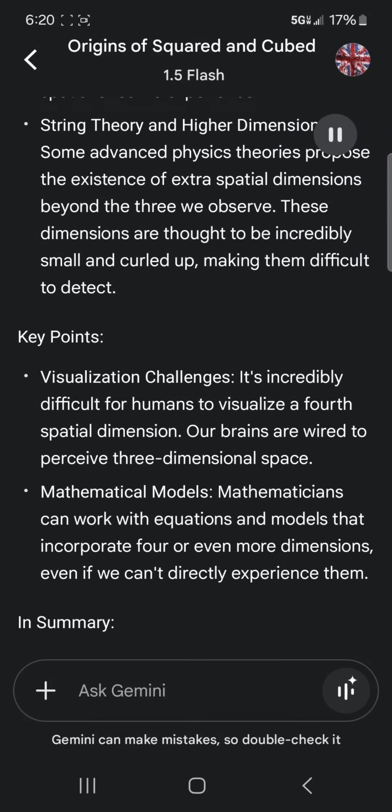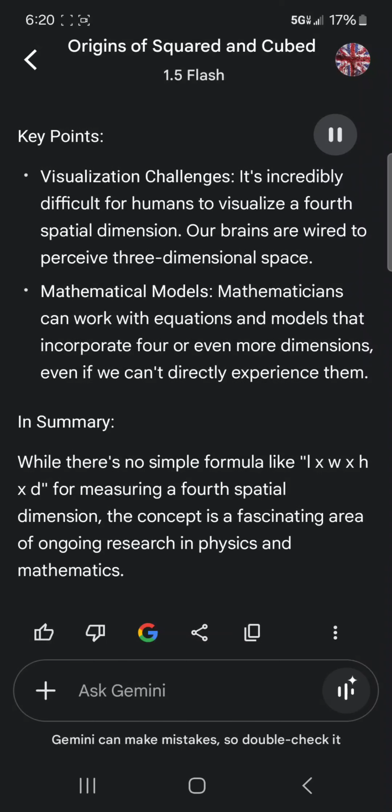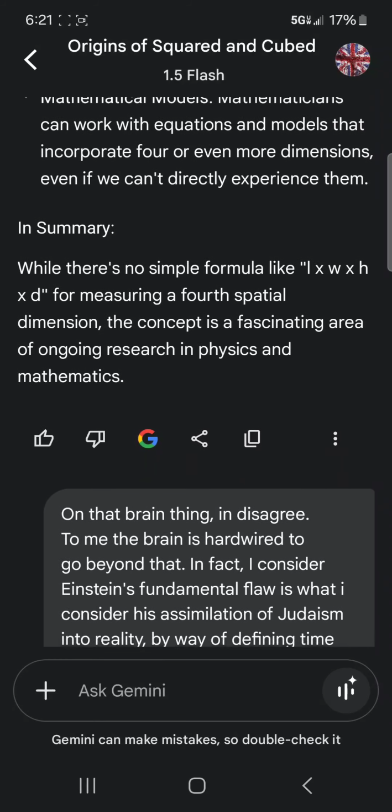Key points. Visualization challenges. It's incredibly difficult for humans to visualize a fourth spatial dimension. Our brains are wired to perceive three-dimensional space. Mathematical models. Mathematicians can work with equations and models that incorporate four or even more dimensions, even if we can't directly experience them. In summary, while there's no simple formula like L x W x H x D for measuring a fourth spatial dimension, the concept is a fascinating area of ongoing research in physics and mathematics.